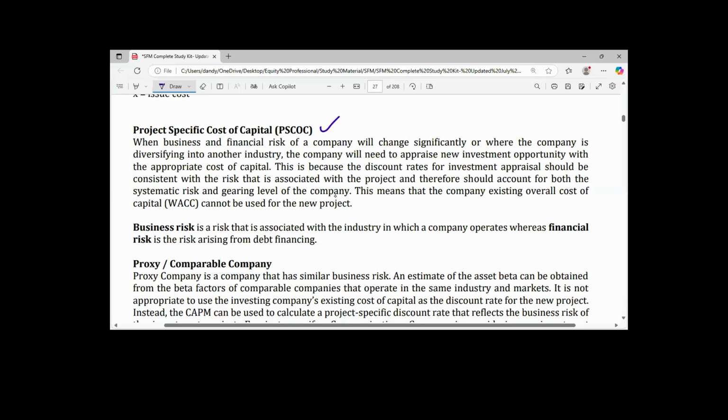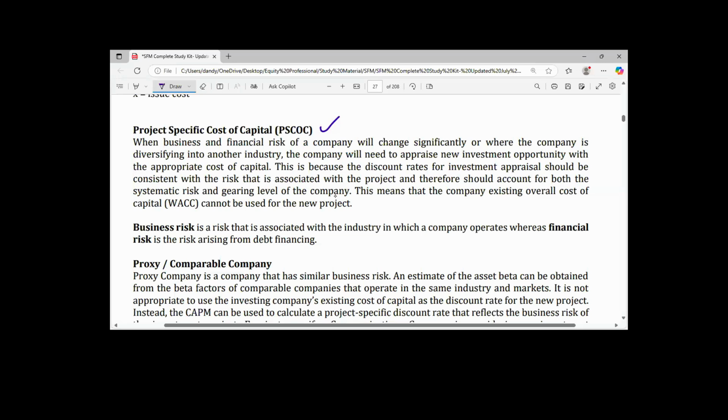Two, what is financial risk? Financial risk is the risk arising from debt financing. When a company finances its operation with debt capital, the company may be exposed to financial risk. Say, for example, a company that wants to borrow money to finance a project. Once a company borrows, the company will be exposed to financial risk. All right? So that is for that.